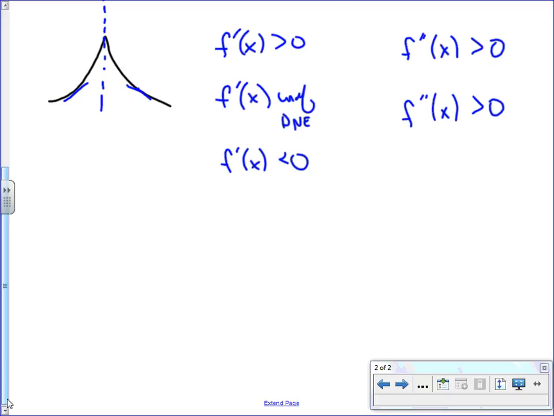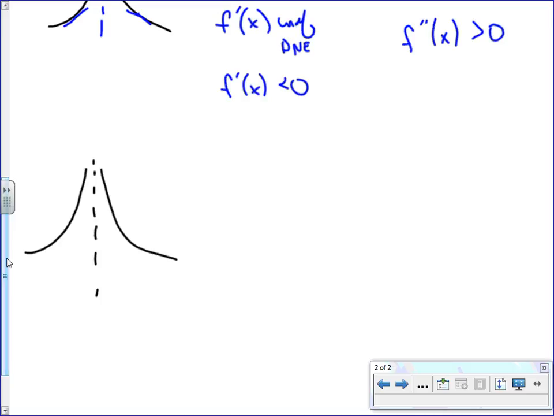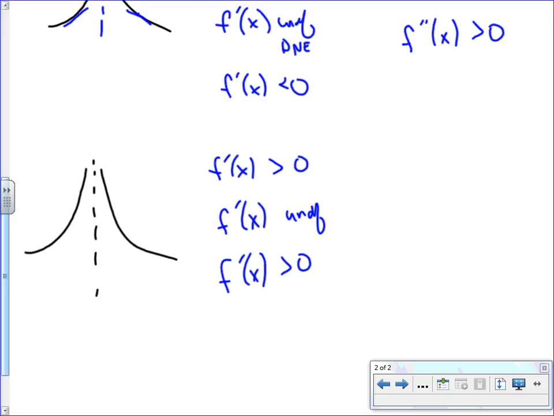So another kind of little strange place is a vertical asymptote. So I'm going to slap a vertical asymptote in there. No x-axis, no y-axis, but there's a vertical asymptote in there. Another wonky point. Okay? So before the crazy place, f prime is positive. At the crazy place, f prime is undefined, and after it, f prime is negative.